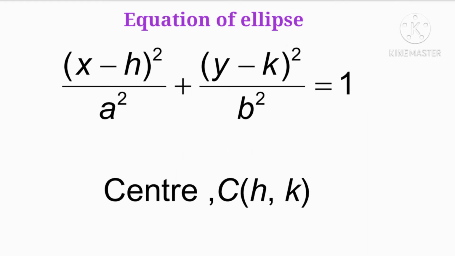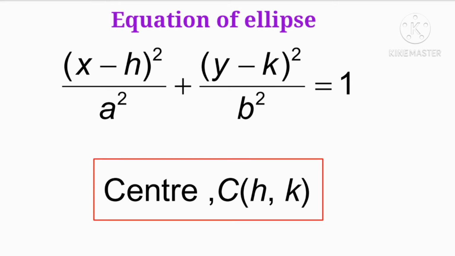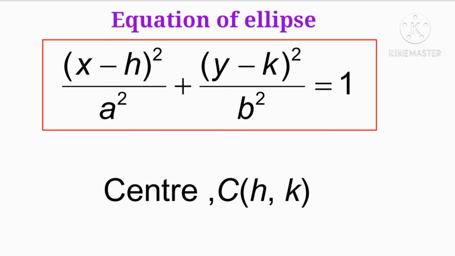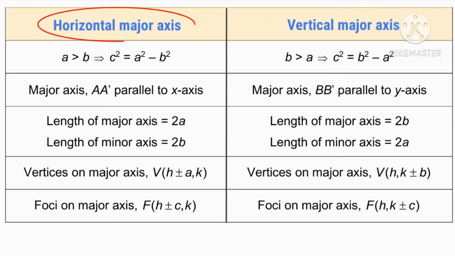Next, let us look at the standard form of the equation of an ellipse with center (h, k). So the equation is (x minus h) squared over a squared plus (y minus k) squared over b squared equal to 1. For an ellipse having horizontal major axis, the value of a will be greater than b. So c squared equal to a squared minus b squared.